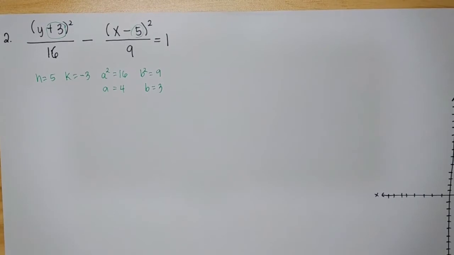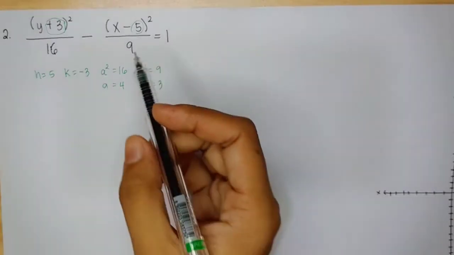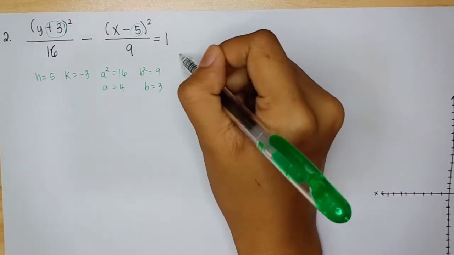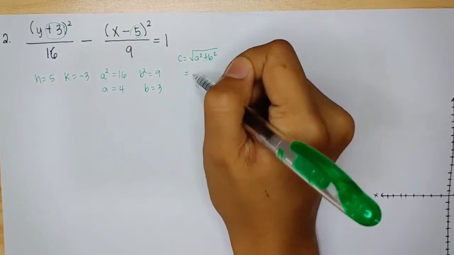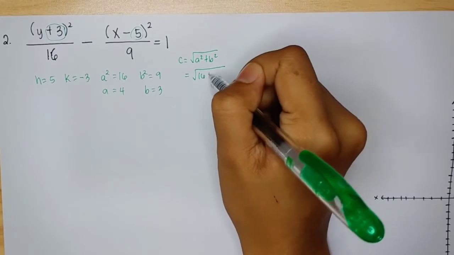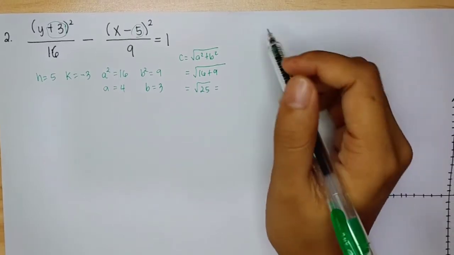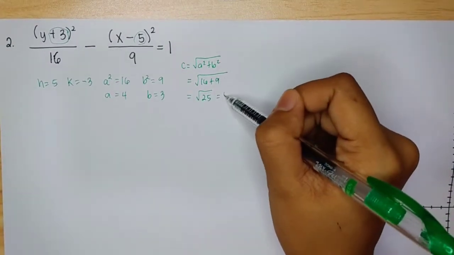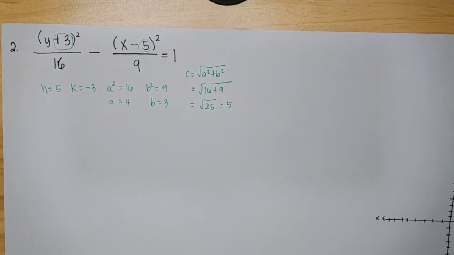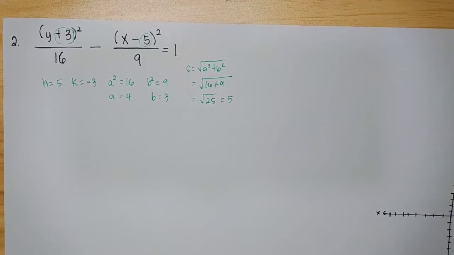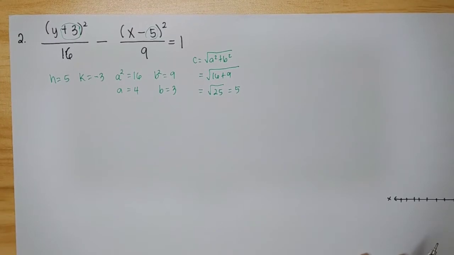Okay? So, let's solve for our c. We have here, ang c natin is square root ng a squared plus b squared. So, this is square root ng 16 plus 9. This is square root ng 25. That is, square root ng 25 is 5. So, meron na tayong H, K, A, B, and C. So, find na natin yung mga values natin.